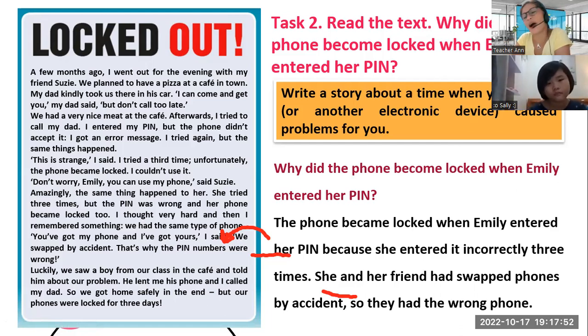Okay. So now it's your time. You have to share in the chat box, Sally, about the experience that you had when you entered the laptop, the iPad, or your mom's phone and it became locked, or you got a problem. Okay, go. I will just listen. I will just check how good you are in writing.